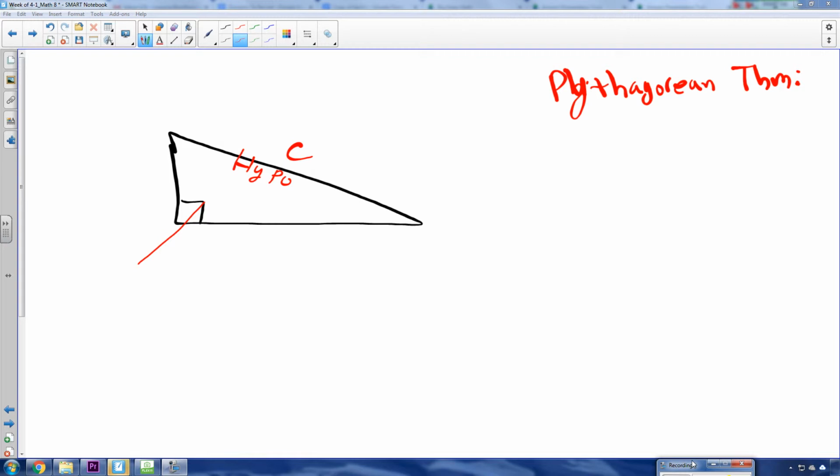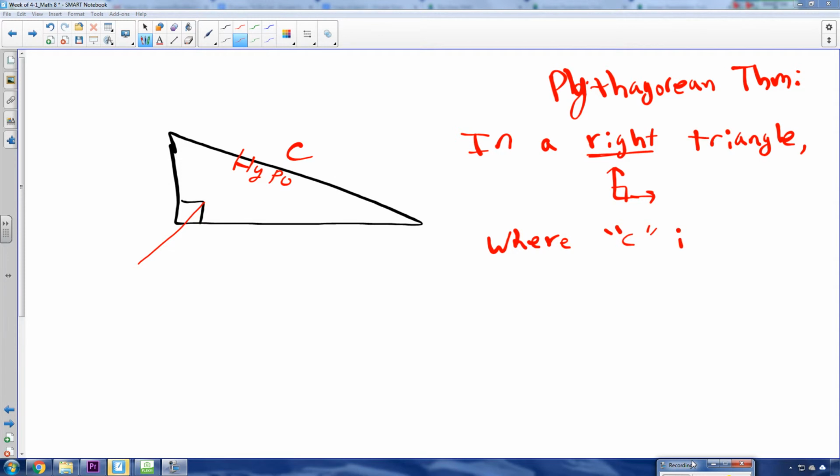in a right triangle. So that means it's a triangle that has a right angle. So it has to have a right angle. So when I say right triangle, it has to be like that, right? In a right triangle, where C is the hypotenuse. And we remember hypotenuse kind of sounds like hippo, right? A squared plus B squared is equal to C squared.